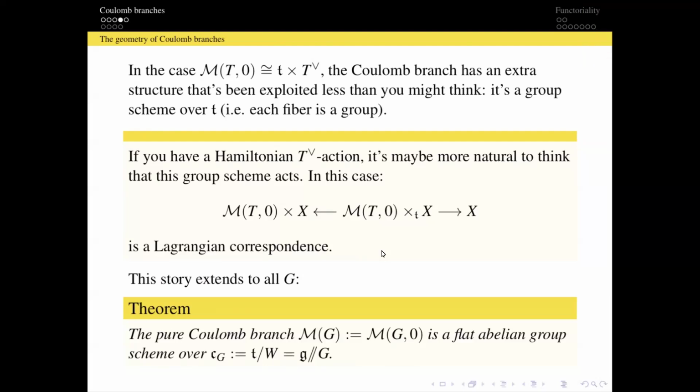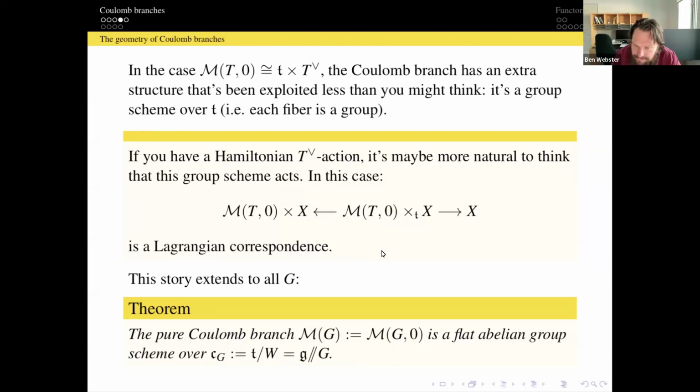This particular group scheme has a strong connection to Hamiltonian T actions, right? Somehow, if you have a Hamiltonian T check action, maybe you shouldn't really think it's just T check that's acting. Maybe you should think it's this group scheme acting, because of course you now have a guy that fibers over T check. This is a little bit silly, but somehow it plays better with the symplectic story to think about having a symplectic thing.